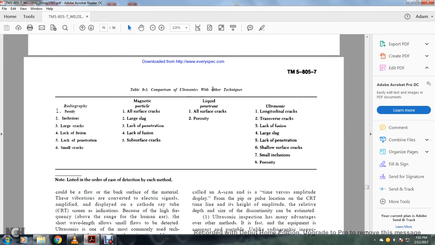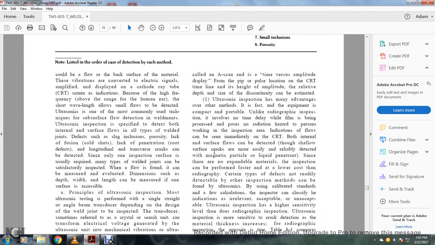Table A3 shows the comparison of ultrasonic with other techniques. Radiographic: porosity, inclusions, large cracks, lack of fusion, lack of penetration, small cracks. Magnetic particle: all surface cracks, large slag, penetration, fusion, subsurface cracks. Liquid penetrant: all surface cracks and porosity. Ultrasound: longitudinal cracks, transverse cracks, lack of fusion, lack of penetration, slag, all surface cracks, small inclusions, porosity.